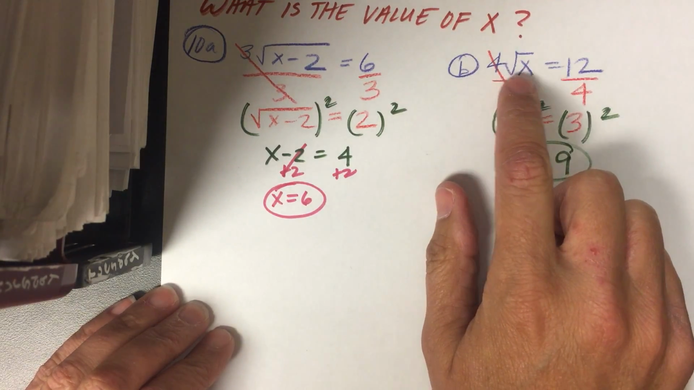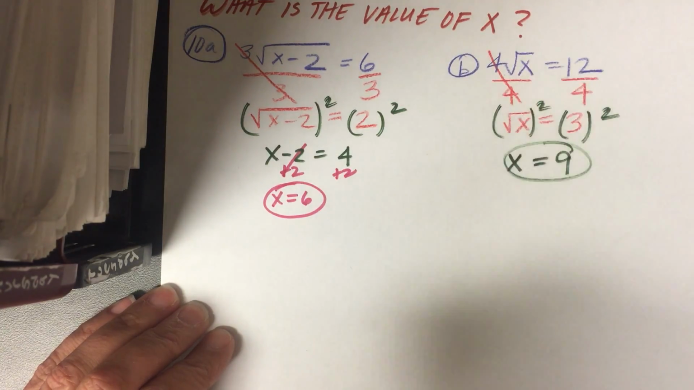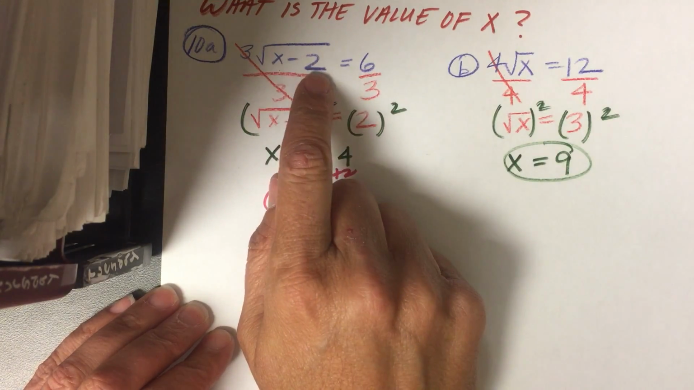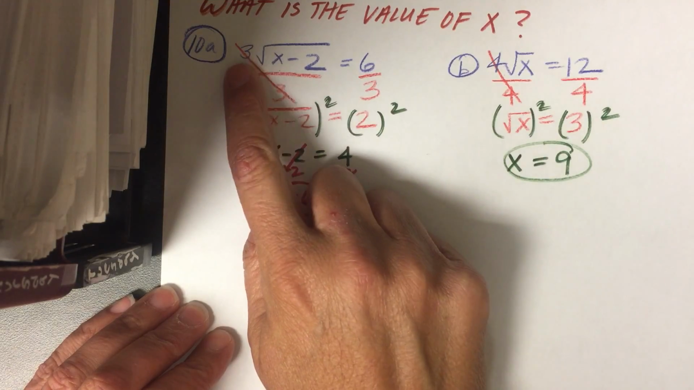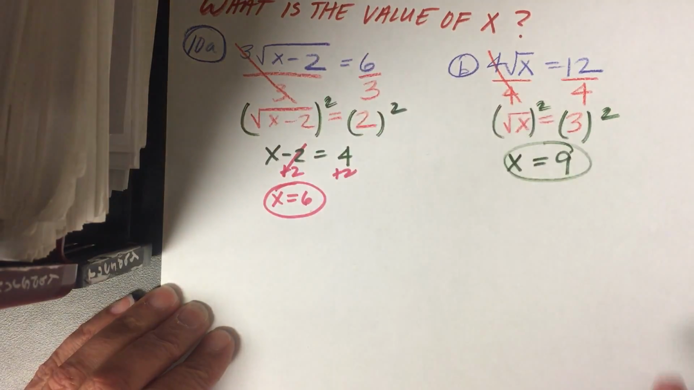If you want to check your answers, you can plug in 9 for x. If this was 4 times the square root of 9, the square root of 9 is 3, and 4 times 3 is 12. For this one, if I plug in 6 minus 2, because that's what I got for my answer, 6 minus 2 is 4. 3 times the square root of 4 is 6. Square root of 4 is 2, so that works.